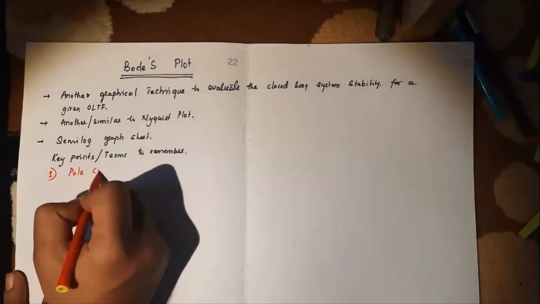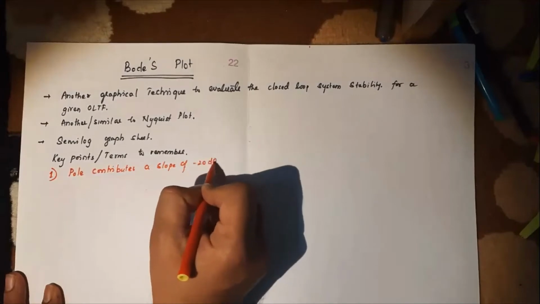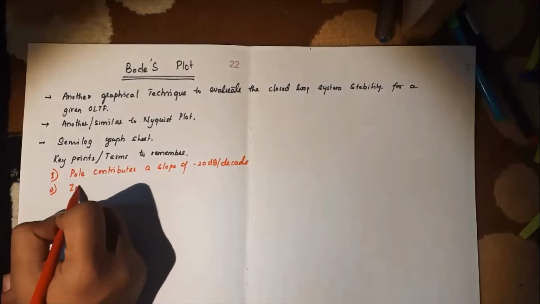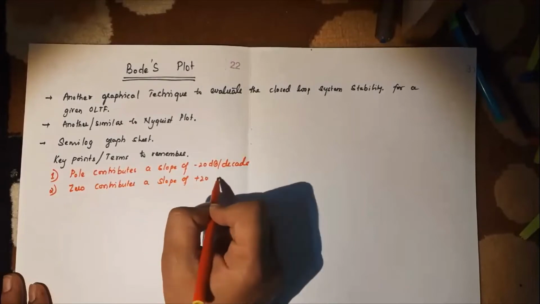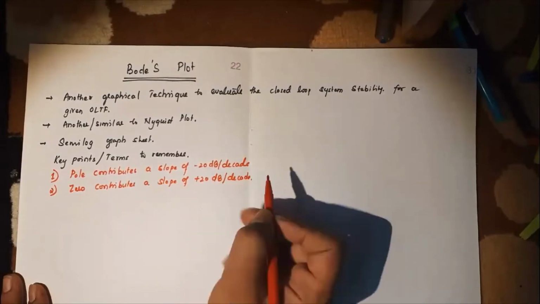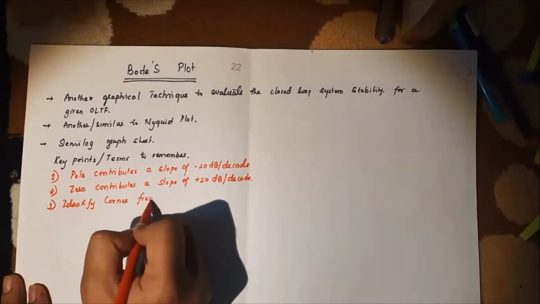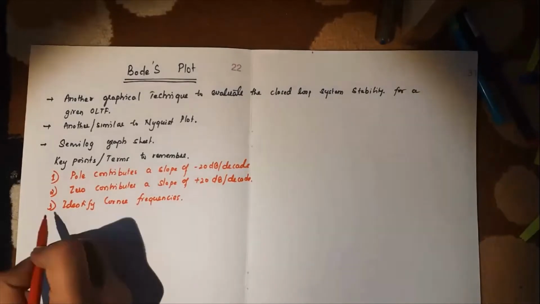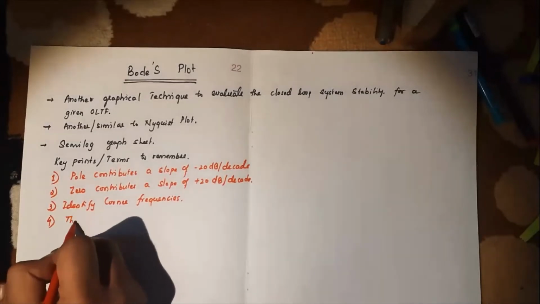So first one is a pole contributes a slope of minus 20 dB per decade. Just listen to this. Once we start solving, we will follow it. A pole contributes a slope of minus 20 dB per decade, and a zero contributes a slope of plus 20 dB per decade. Then identify the corner frequencies. Corner frequency is a new terminology. dB per decade is a new terminology. We'll see what these terminologies mean.